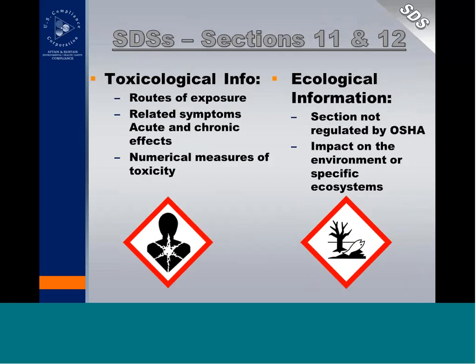So section 11 is toxicological information. What is the potential route of exposure? What are some of the related symptoms? What are the acute and chronic effects? And what are some of the numerical measures of toxicity? Section 12, ecological information, is not regulated by OSHA, but rather the EPA. And here we will find the potential impact on the environment or specific ecosystems such as marine life.